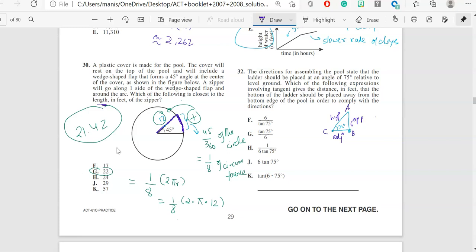So what is your tangent? Tangent of 75 degrees will be opposite over adjacent, 6 over x. Now, since you have to find the value of x, I will cross multiply. So it will be x times tangent 75 is equal to 6, or the value of x is 6 over tangent 75 degrees. Do we have any answer choice which looks like this? Yes. Option F is the correct answer for this problem.